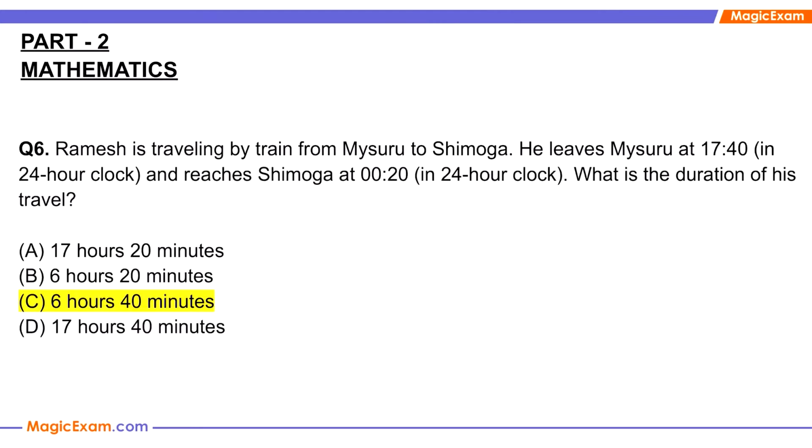Ramesh is traveling by train from Mysuru to Shimoga. He leaves Mysuru at 1740 in 24-hour clock and reaches Shimoga at 0020. What is the duration of his travel? It's a very simple problem.